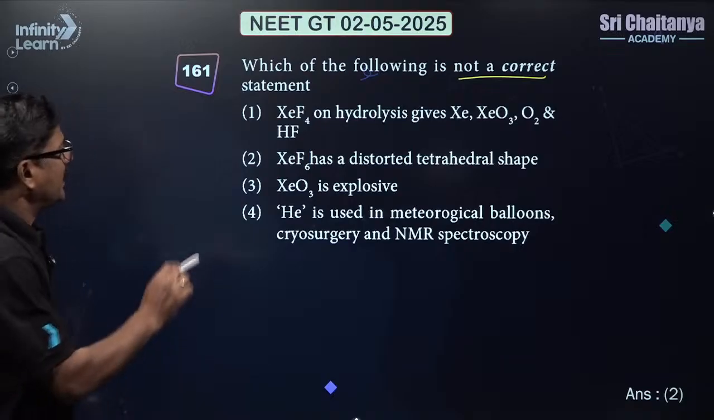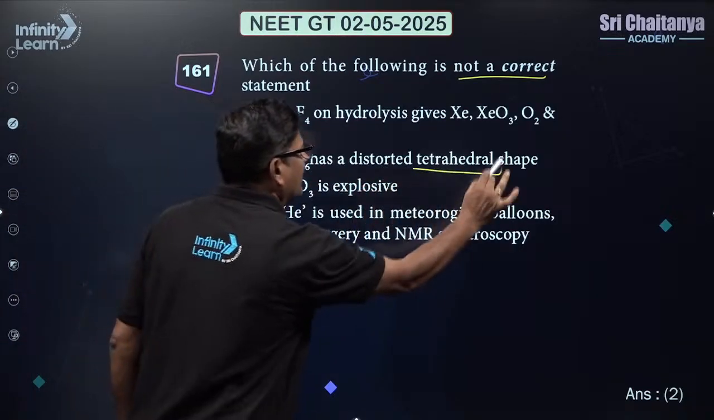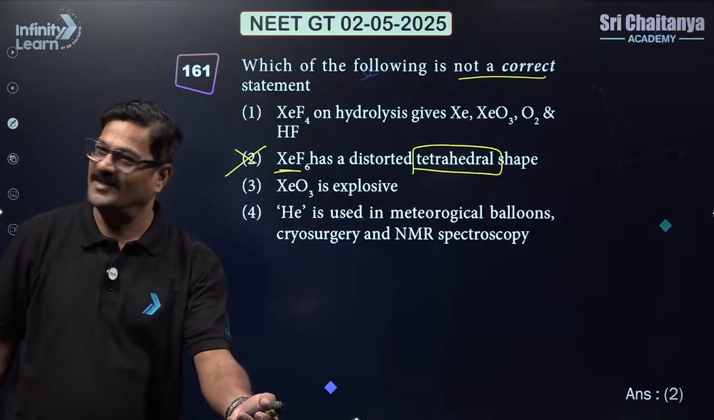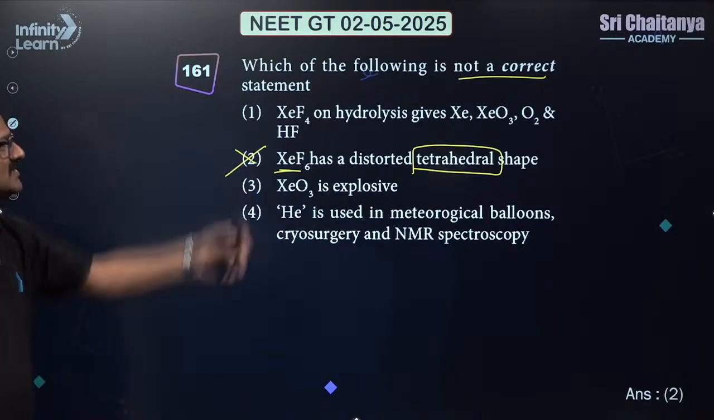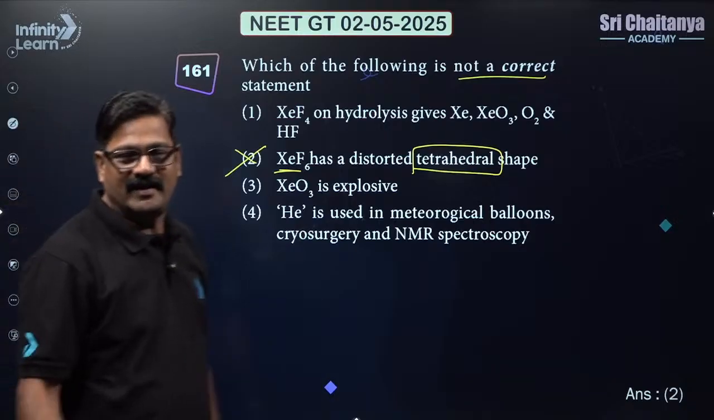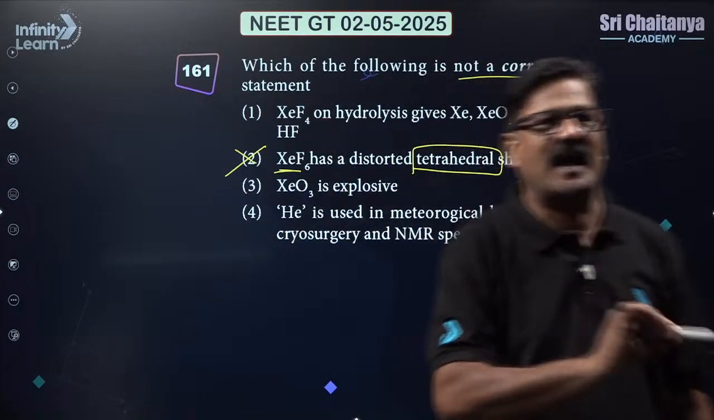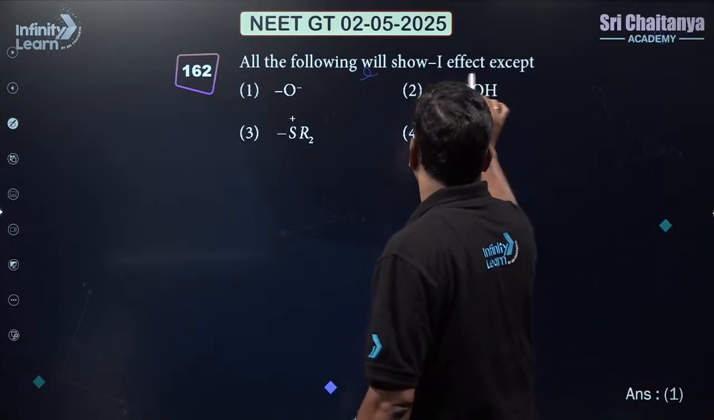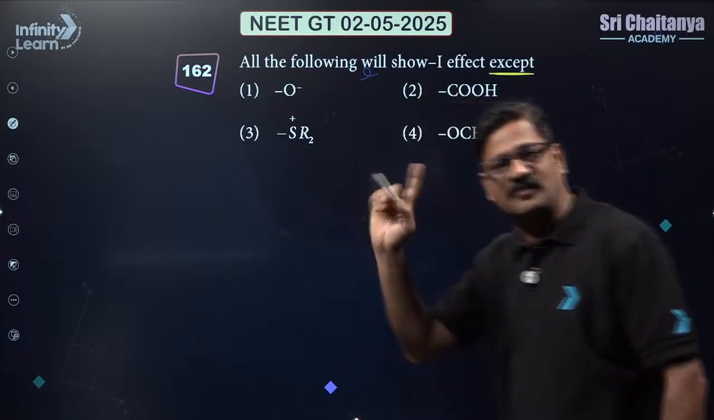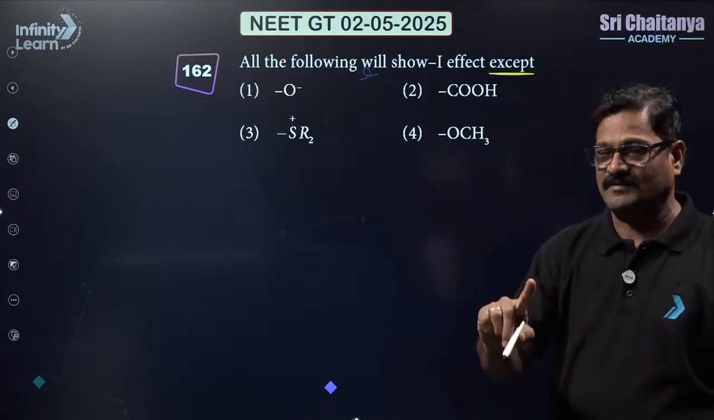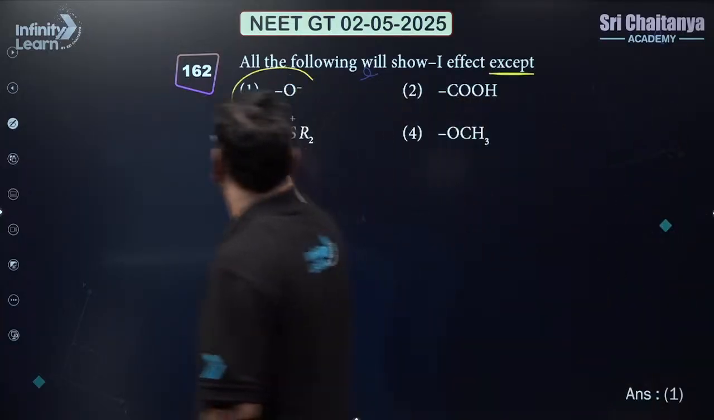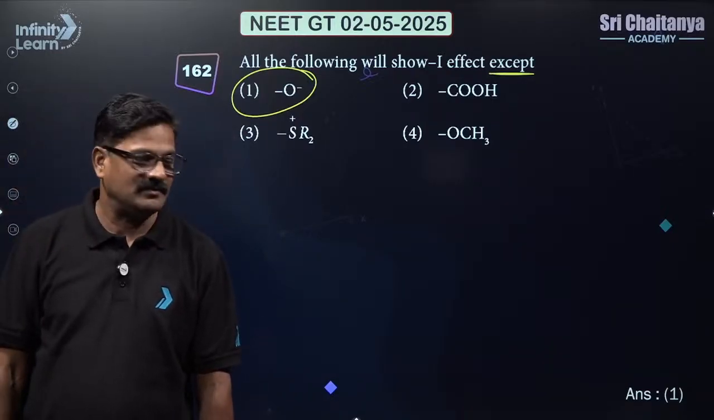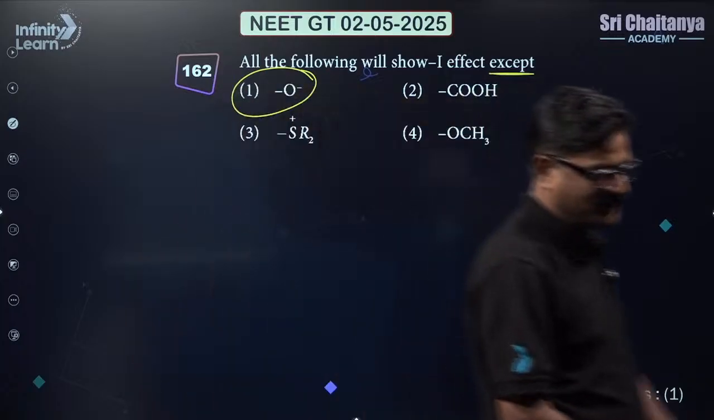In this, XeF6 has distorted octahedral, so this is not correct. Ashish, simply you can find it, right? Rest of the things are given in the NCERT and these are the NCERT points. Which of the following shows minus I effect, except? All functional groups show minus I effect, there is no exception. So this O minus is a positive inductive effect. Okay, this is positive inductive effect.